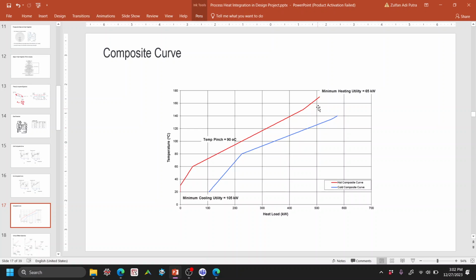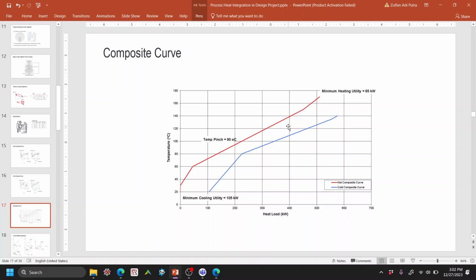And then this area, the non-overlapping area on the top, is what we know as the minimum heating utility, which is in this case 65 kilowatts. And then the area over here where the heat streams are not covered by the cold streams, so this heat needs to be discharged somewhere, so eventually it goes to the cooling utility of 105 kilowatts. And then the area in between hot and cold streams, the overlapping area over here, they are the heat recovered zone. So this is then the amount of heat that can be recovered. Okay, so that's the composite curve.